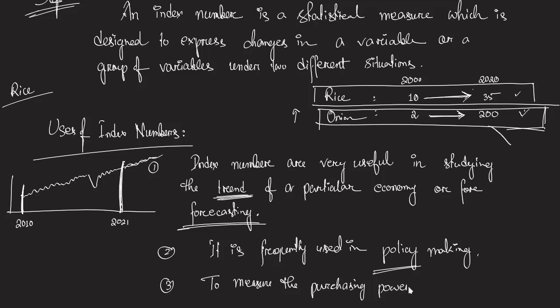Purchasing power of money. To know the purchasing power of money, to explain this, let's take an example. In 2005, at that time I was in HSLC, and at that time, when you boarded a city bus, the minimum fare was 50 paisa.